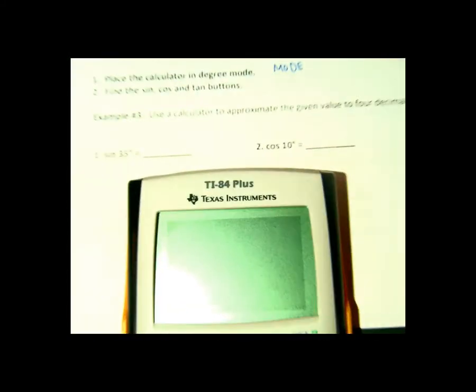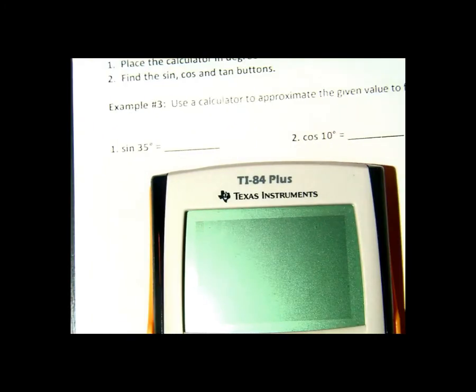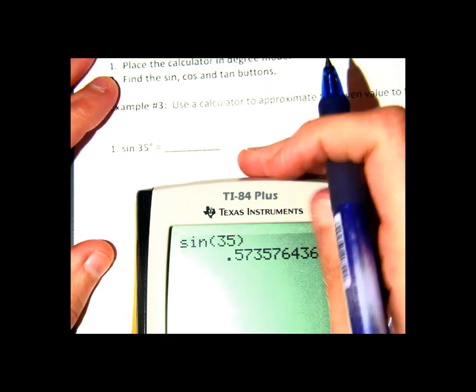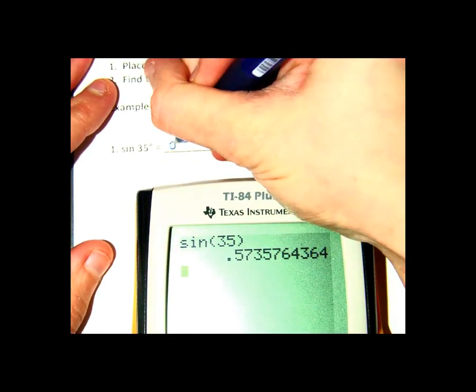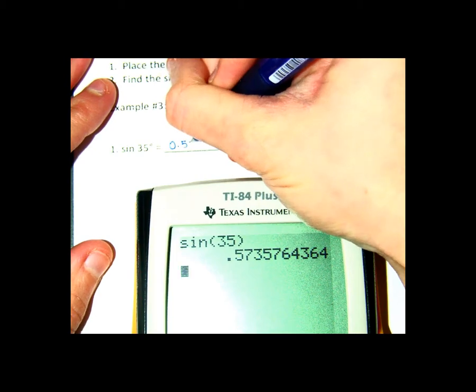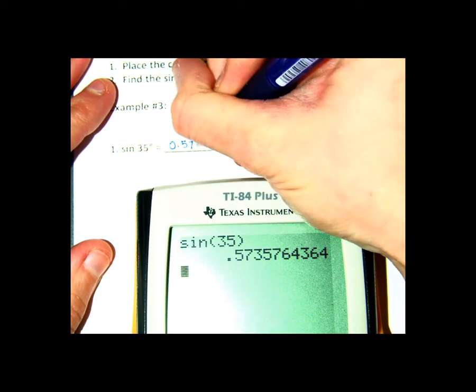So number 1, you need to press what? Sine, and then you need to put 35, and then you need to close the parentheses. And press enter. That is as hard as these problems get. Approximate to 4 decimal places. 5, 7, 3.